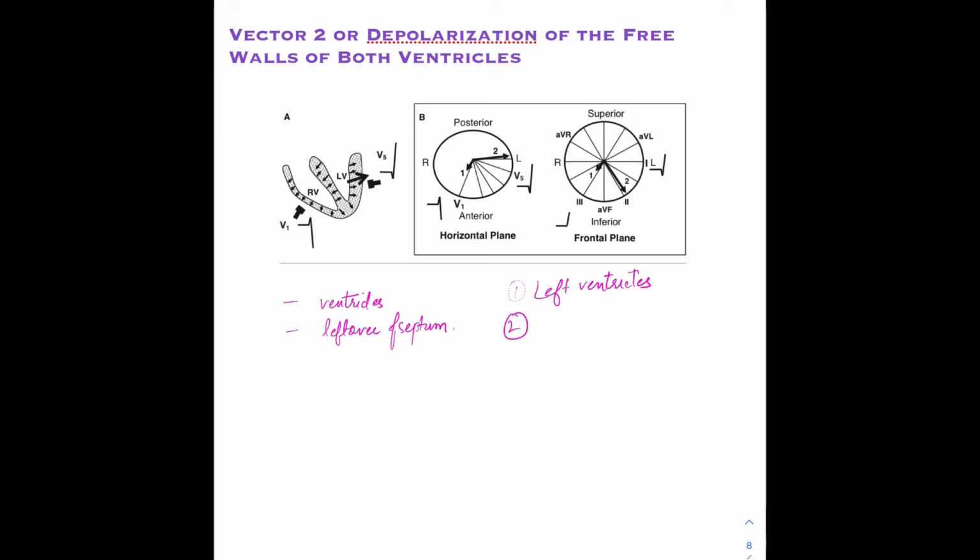There is another part of the heart that contributes to vector 2, and that is the apex. The vectors generated by the apex are not neutralized by anything, because the mitral valve and the tricuspid valve are opposite to the apex, and they do not generate any kind of vector. Hence, the apex plays an important role in generating the net vector. So the left ventricle and the apex are the two things that will form the net vector 2.